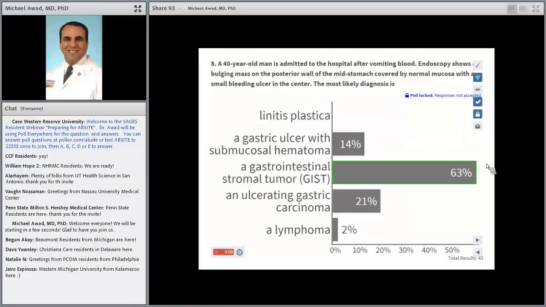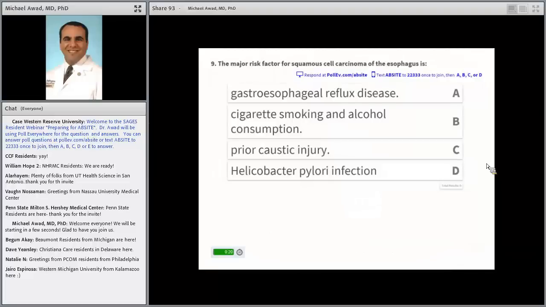All right. Very good. Yep, the correct answer is a GIST, or a gastrointestinal stromal tumor. These typically appear as a submucosal bulge in the stomach, typically not friable or ulcerated as some of the other lesions are. So this is indeed a GIST.